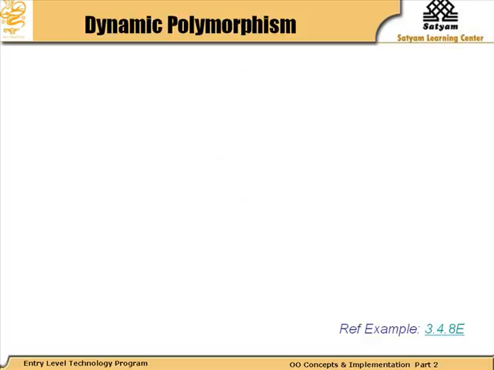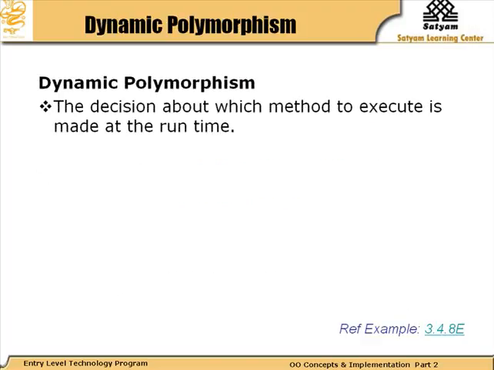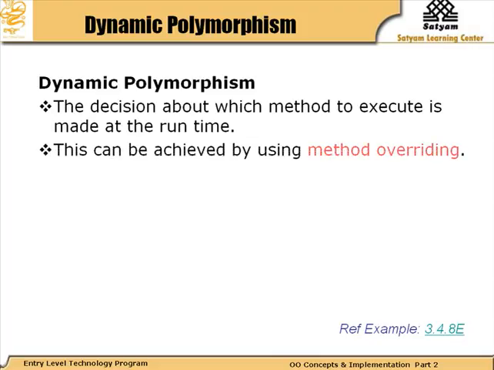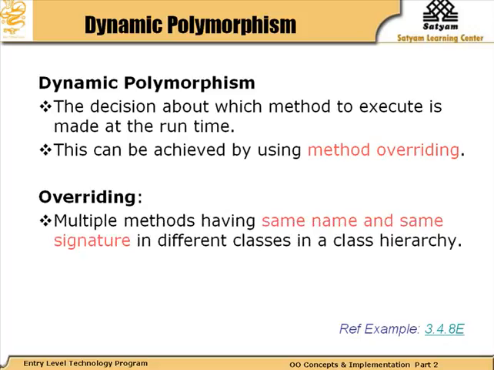Dynamic polymorphism. In this type of polymorphism, the decision about which method to execute is made at runtime. This can be achieved by using method overriding. Overriding occurs between multiple methods having the same name and same signature in different classes in a class hierarchy.